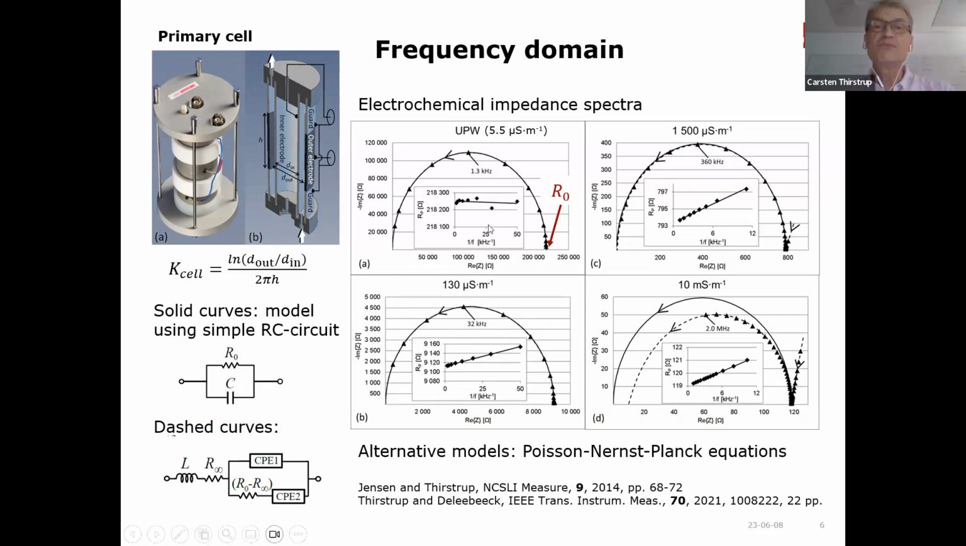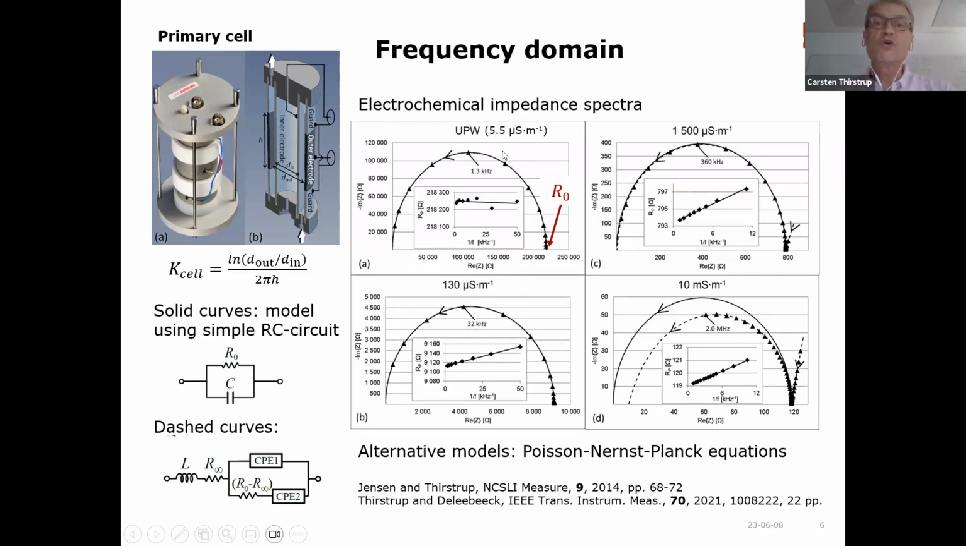And here we will see plots of the imaginary part of the impedance versus the real part of the impedance as measured by an LCR meter with this primary cell we devised at DFM. And here are shown 4 different conductivity levels: at the level of ultra pure water, at 130 microsiemens per meter, 1,500 microsiemens per meter, and 10 millisiemens per meter.